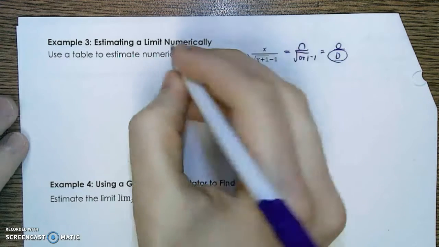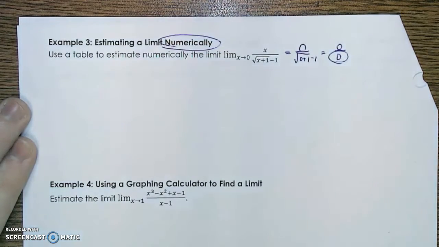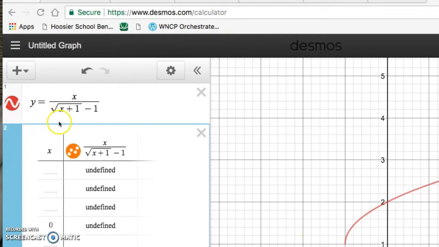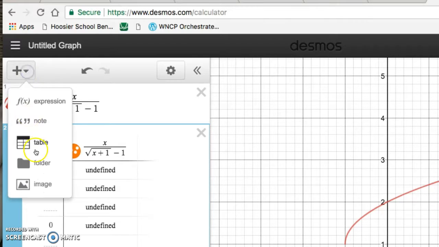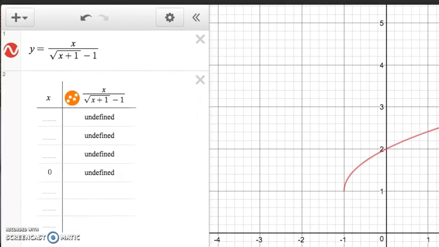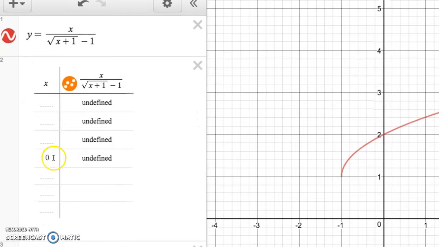Now, it wants us to do it numerically, so we're going to go to Desmos and type it in. So here I'm at Desmos, and I typed in the function, and then I went to add a table, and then I put this table in, and I called the first column x, and then the second column I put the function. And then our goal is to get close to 0. So I'm putting 0 in the middle. And what we saw by plugging in 0 just a few seconds ago is that we get an undefined answer. We don't have an answer.